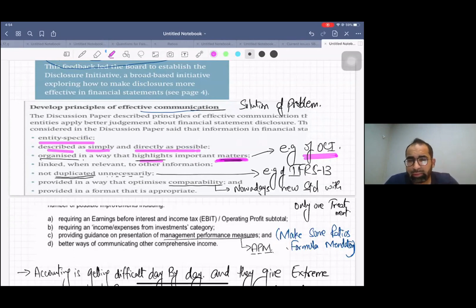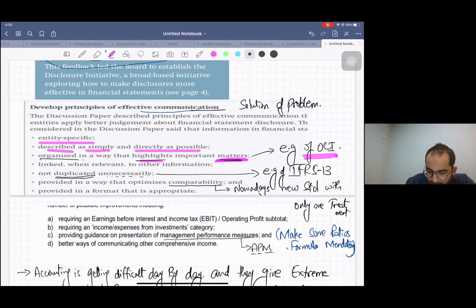You guys have done financial reporting, that you need to report EPS on the income statement page. You need to report basic EPS and diluted EPS on the income statement page. So this is also a good thing, so that shareholders can see the EPS immediately with the income statement, right? That's a very relevant number for shareholders. Then linked when relevant to other information. It should be relevant. No duplicated unnecessarily.